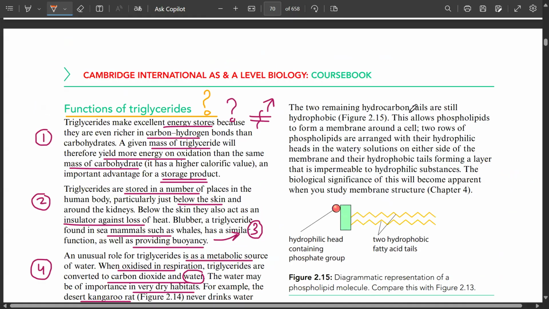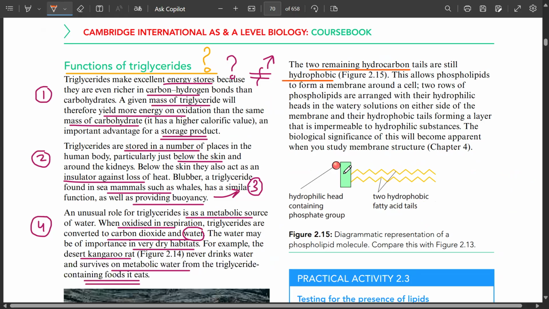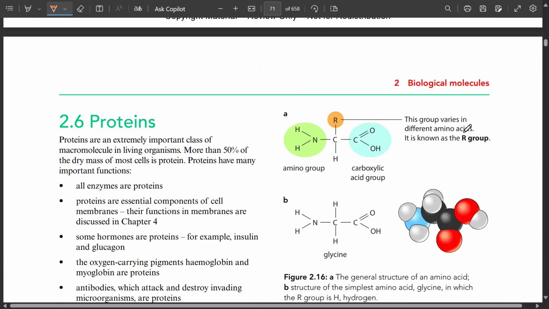Now, there are still two remaining hydrocarbon tails which are still hydrophobic. You have seen now, our new phospholipid molecule has one glycerol, one phosphate, and two fatty acid hydrocarbon tails. So this part is still insoluble in water, but this part is soluble. This allows the phospholipids to form a membrane around a cell, which you'll see in much more detail when we talk about chapter number 4, where the phospholipids are arranged with their hydrophilic heads in water solutions and so on. No need to talk about that now. It's a part of your chapter 4.